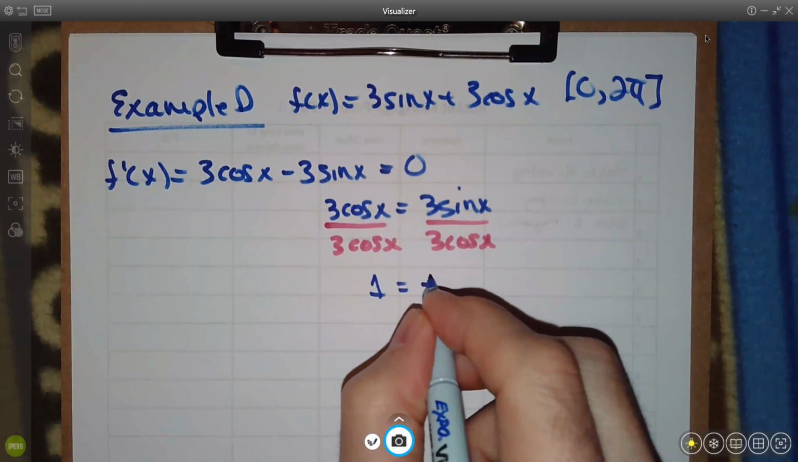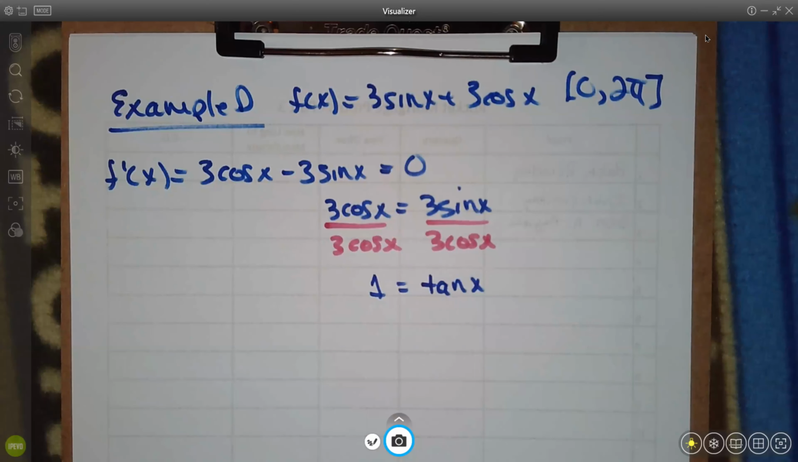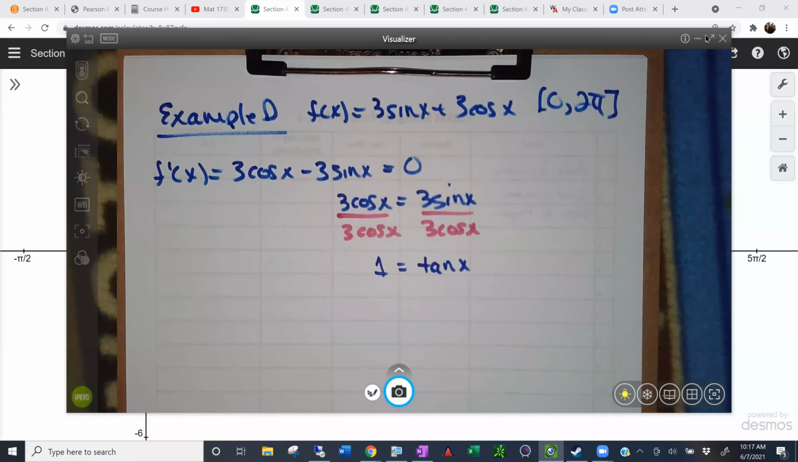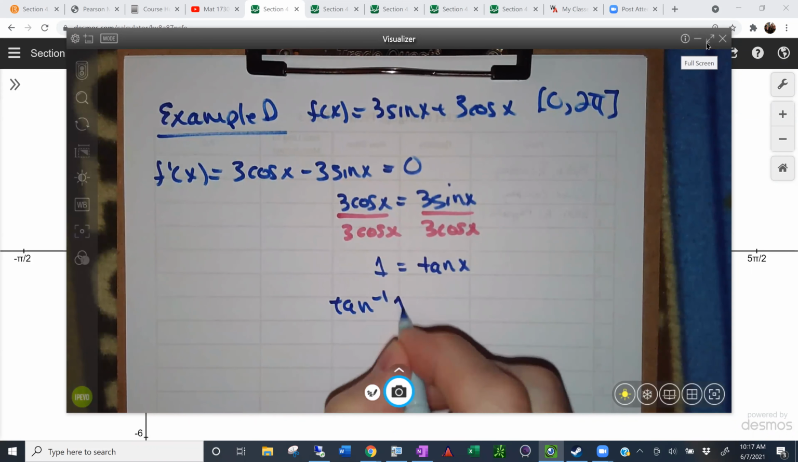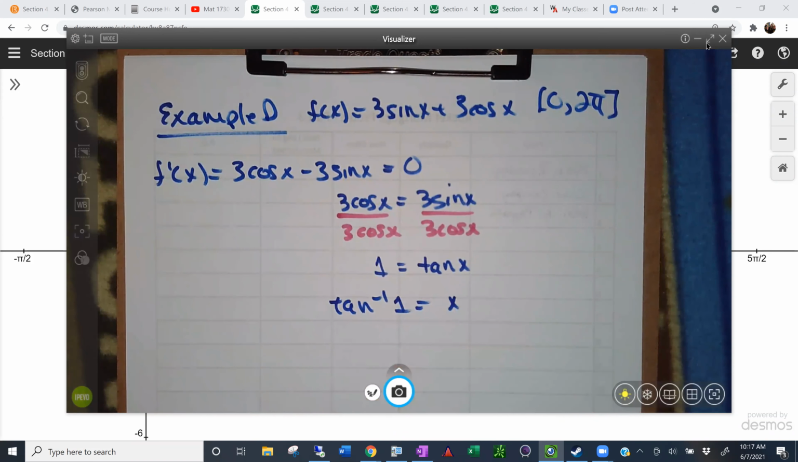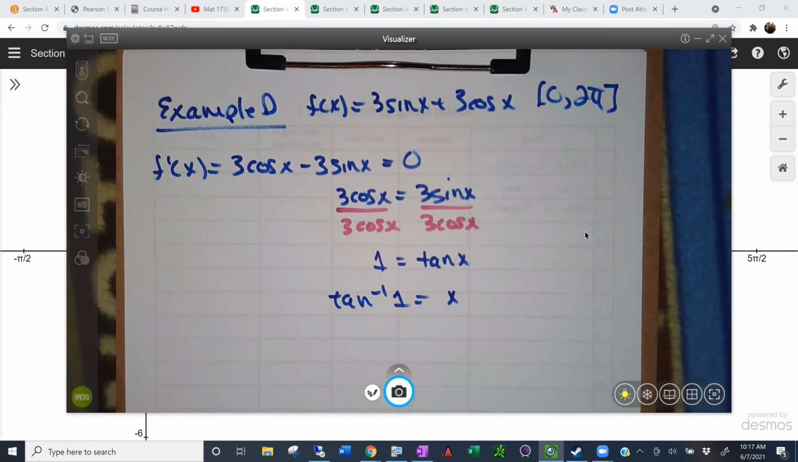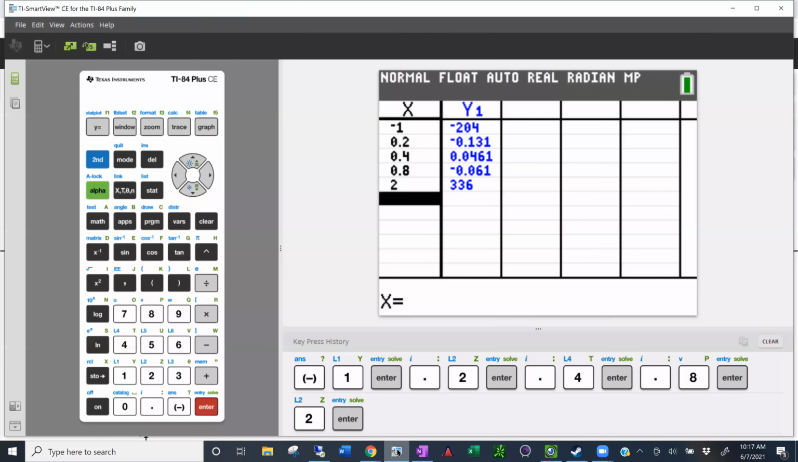Tangent. So basically, I want to know where the tangent is equal to 1. Now, if you're scratching your head going like, oh yeah, that's familiar, but trig was so long ago, no problem. What we're going to do is the inverse tangent of 1, and that'll be equal to x. So the inverse tangent of 1, now let's do that on our calculator.